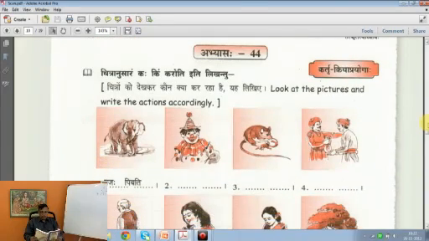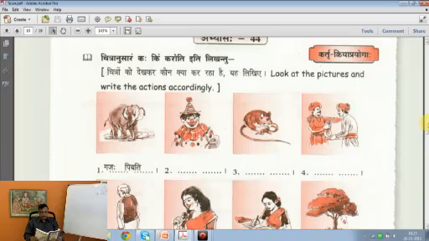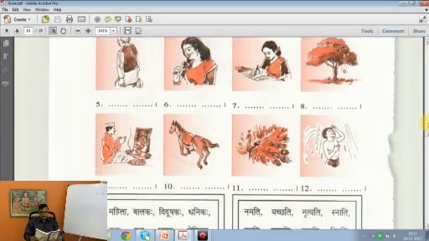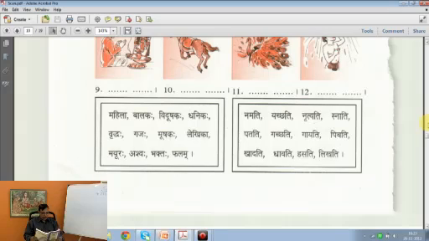Then the fourth picture. Somebody is giving something. That giver is a rich man. So what is he called in Sanskrit? Dhanikaha. Dhanika. What is he doing? Giving. What is giving called in Sanskrit? You pick up the verb. Second verb in the box. Yachati. Dhanikaha yachati. A rich man is giving.